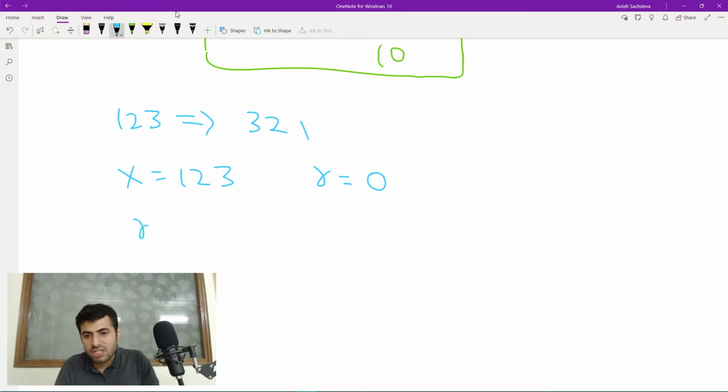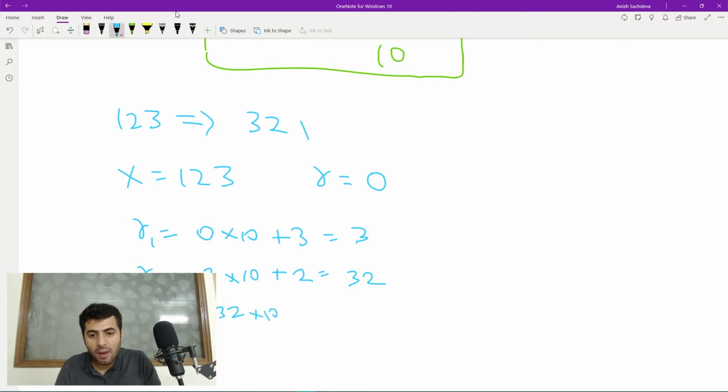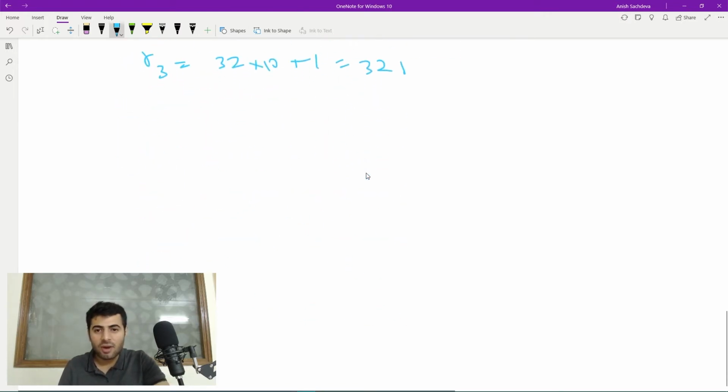In our first iteration, result will be equal to 0 multiplied by 10 plus 3, and it will become 3. In our second iteration, our result will be equal to 3 multiplied by 10 plus 2, and it will become 32. In the next iteration, our result will become 32 multiplied by 10 plus 1, and it will become 321. Voila. So this is how we will approach it. Let me write this down formally.